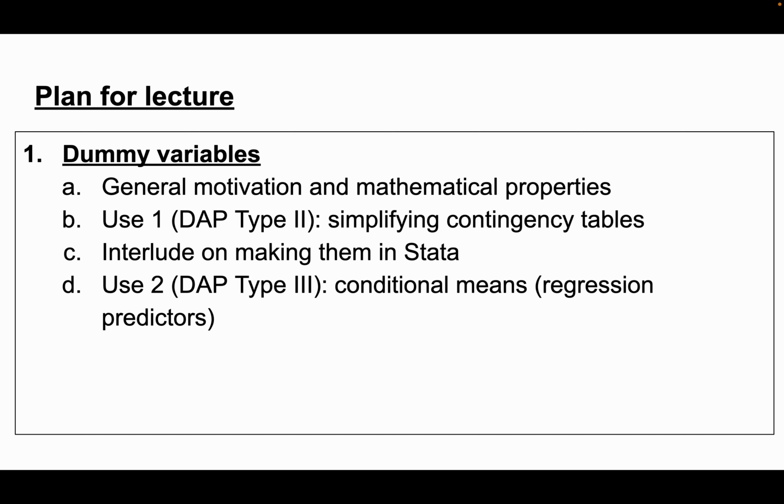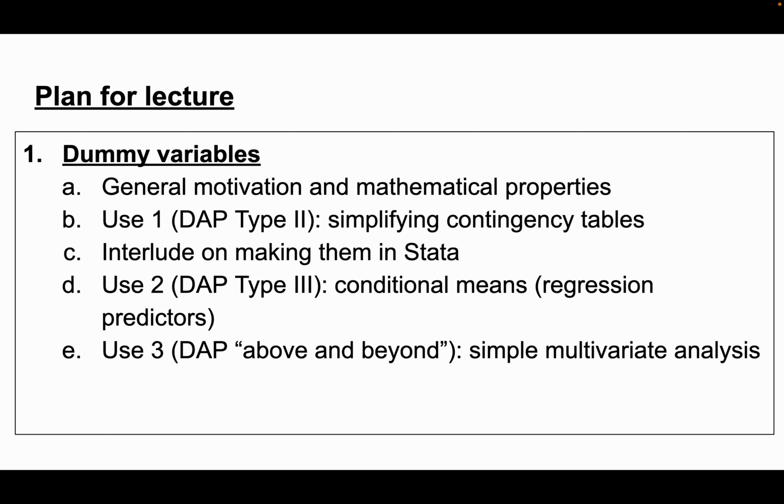We'll talk about another use case, which would be using them to look at conditional means for a set of groups defined on some variable which we might care about, which also basically comes to the same thing as controlling for that variable in a regression analysis. So for instance, looking at the mean income by race, something like that would be an example of what I'm talking about.